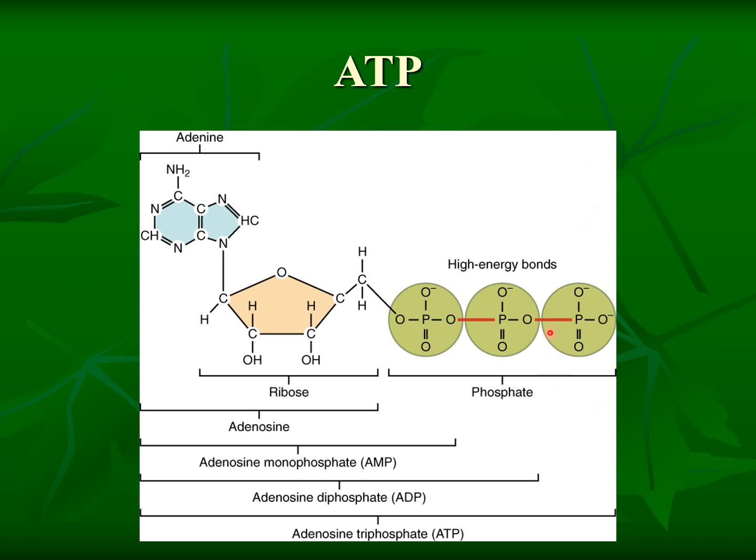When the cell needs energy, it will break this bond right here, removing one of the phosphate groups, leaving you with ADP, adenosine diphosphate. Now, if you have excess energy and you've got a phosphate, you can just stick this phosphate back on to store the energy. So it's your energy savings account, if you will. You need energy, break the bond. You have excess energy, put it back on. So this is constantly being broken apart and replaced.